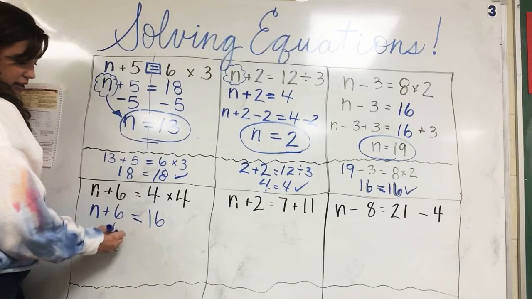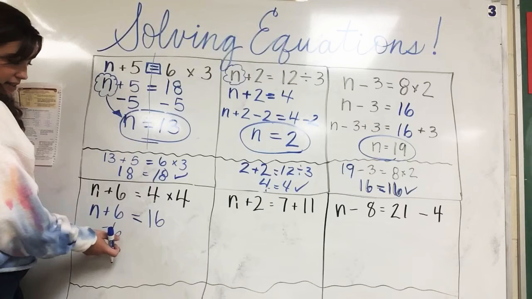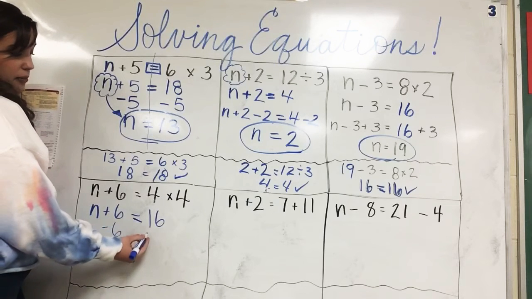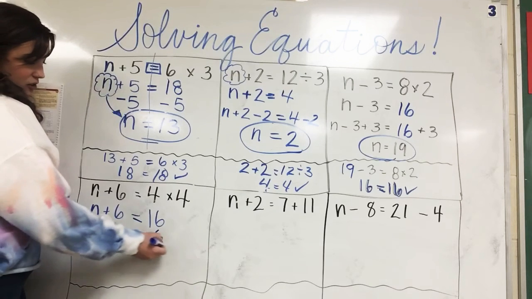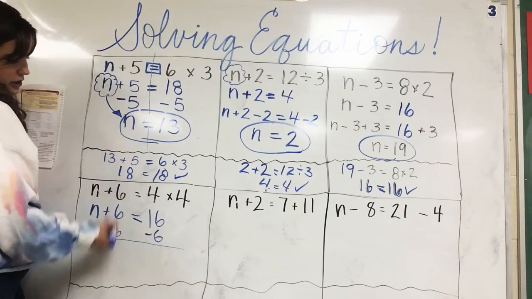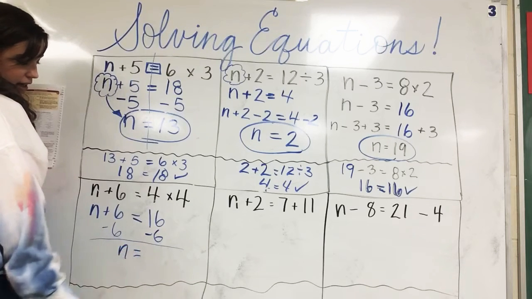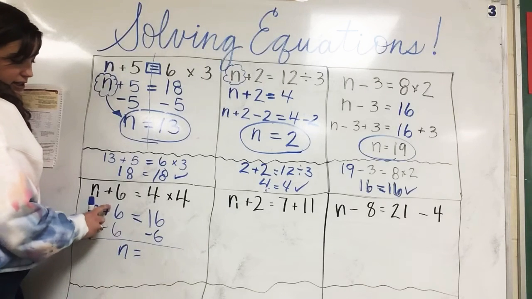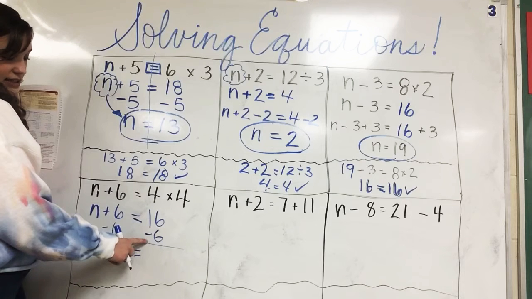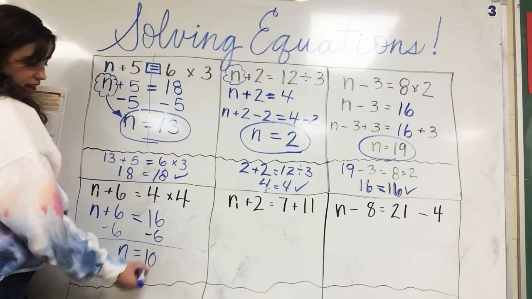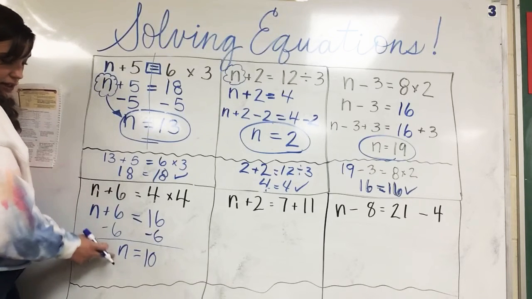Now, we need to get n all by itself. So what we're going to do is the opposite of this action. So plus 6, the opposite would be minus 6. So we're subtracting 6 from both sides, because what you do to one side, you have to do to the other. And I also like to draw a line like that, because then it just works better up and down. So we're going to copy our n back down here. N equals, because 6 minus 6 is 0, so n's all by itself. And then we have to do this side. 16 minus 6 is what? 10.